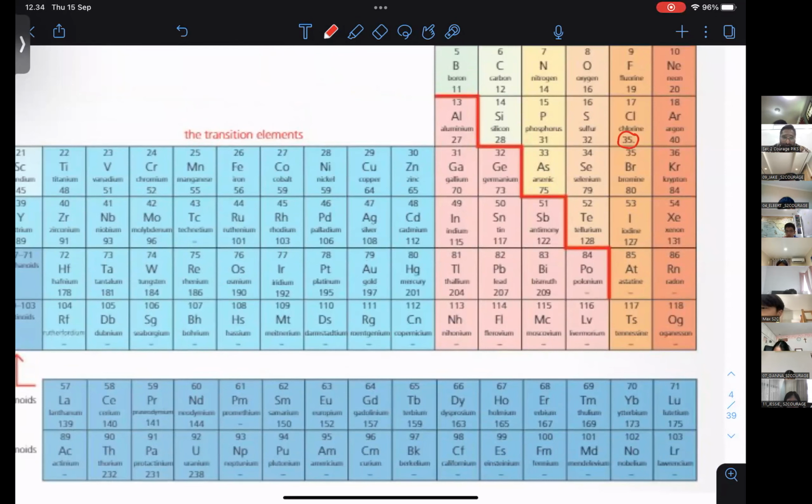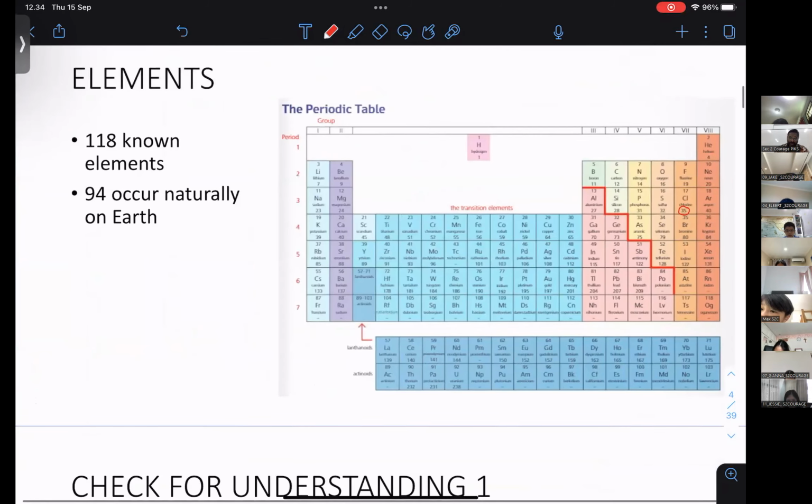So do remember, there might be some difference between your textbook and the periodic table that we are going to use for the exam. If you have that confusion, please take note. I am not going to use the periodic table in the textbook. It is just going to help us to learn. In your exam, this is not the periodic table that is going to be provided. But the arrangement is almost the same, just the values will be different.